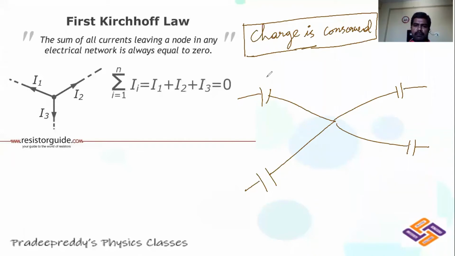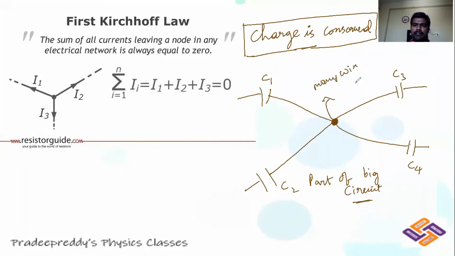Now see, in this case we have one capacitor, let me consider this as C1, another capacitor C2, another capacitor C3, another capacitor C4. We have different capacitors here. All those capacitors are connected in the circuit, and this is a part of a very big circuit. From that I am taking a very small part, where many wires are joined. So at this point there are many wires which are being joined.